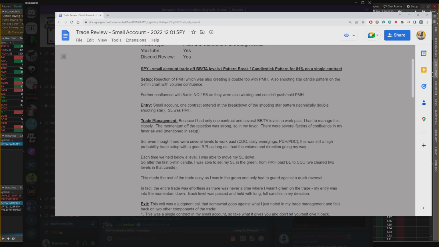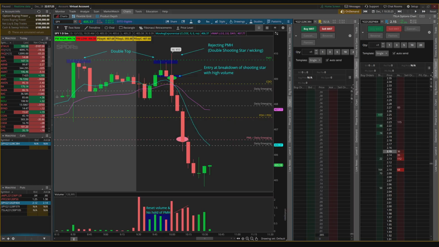Entry, small account, 1 contract. Entered the breakdown of the shooting star pattern, technically double shooting star. Stop loss was pre-market high. So let's look at Thinkorswim. Thinkorswim has more detail in my notes. So here's the double top I was talking about with pre-market high.